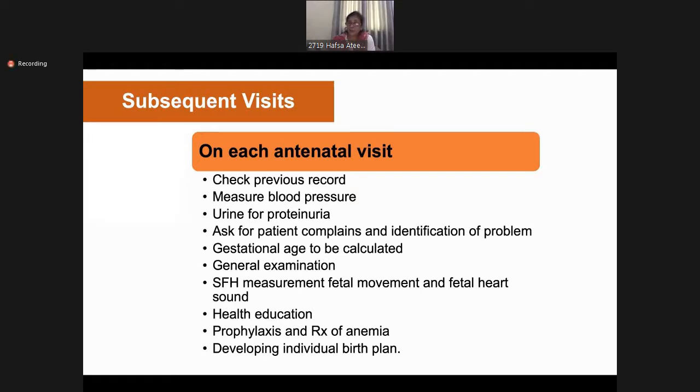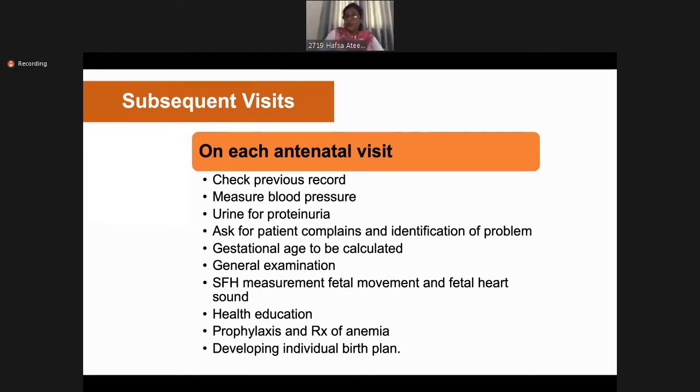And when you are examining the patient, the symphysiofundal height should correspond to the calculated gestational age as per her last menstrual period, or as per the LMP and EDD calculated at the first antenatal visit. Okay, so gestational age should be calculated at each visit.